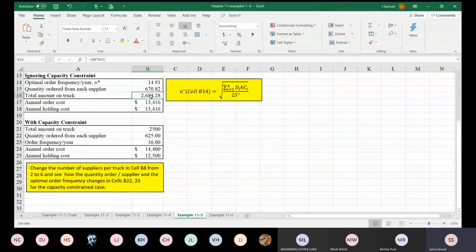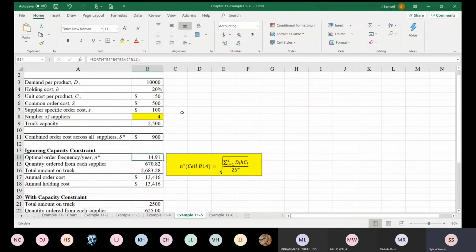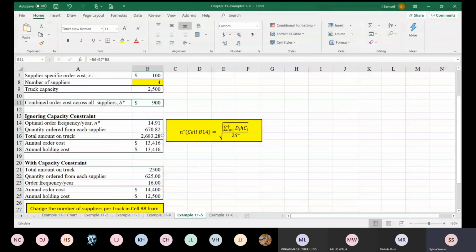And then total amount of the trucks, again, we can use the calculation manually. So from the PPT, we got the number is 2,684. Again, we round up. But nowadays in Excel, they have the decimals, 2683.28. And then we got the annual order cost, 13,416. Basically, from B14, okay, move to B11, 14.91 times 900, okay. So same for holding cost. They have the formula.